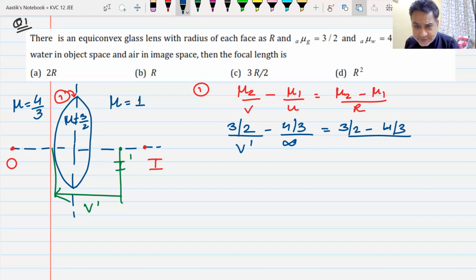Is this radius of curvature positive or negative? Look at the first surface. Positive R. This is my equation number 1 for the first surface. From here, I have to calculate the value of V dash, the first image. Can you tell me what is the value of V dash from here?